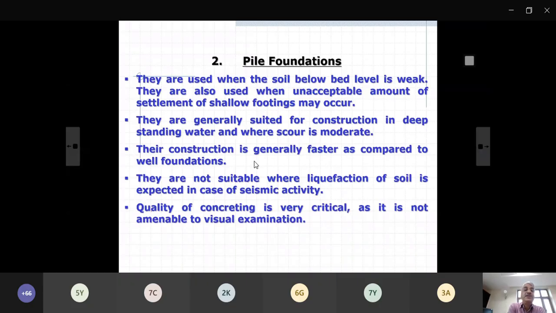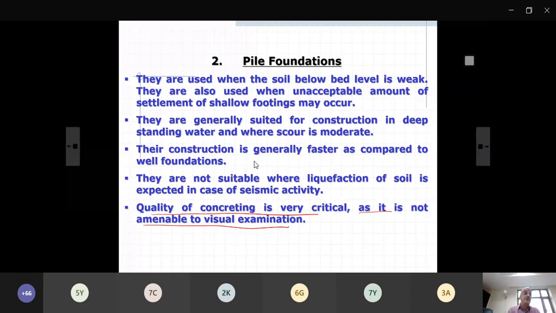Quality of concreting is very critical in piles. It is a very slender element and you have to mostly work underwater. You have to work mostly in a black hole. Where your concrete is going, you are not able to see, and therefore you are not able to visually examine anything, and therefore you must be very, very good in concreting when you use piles.